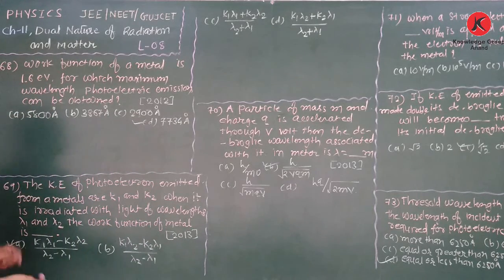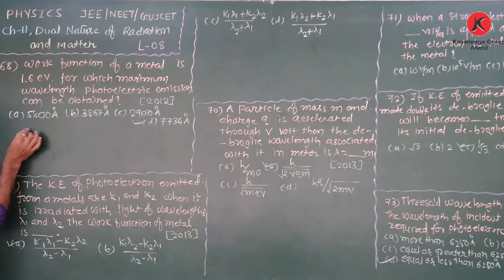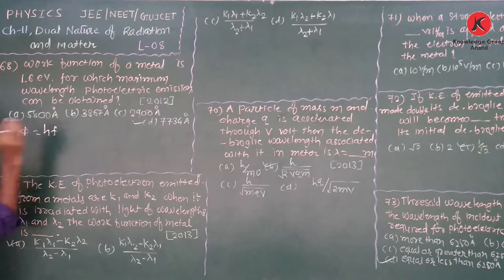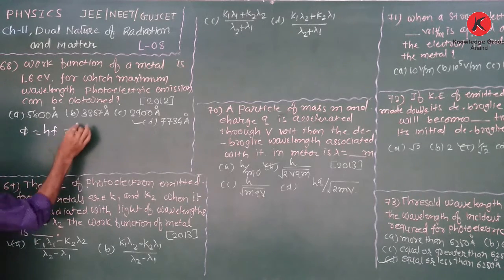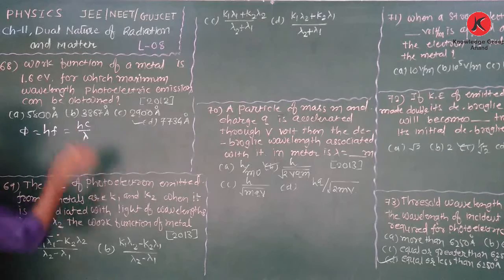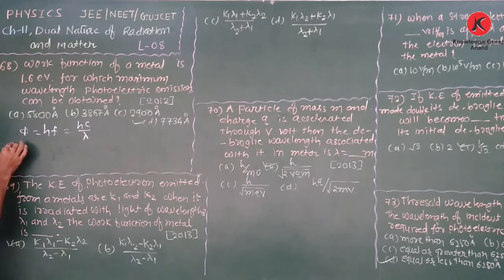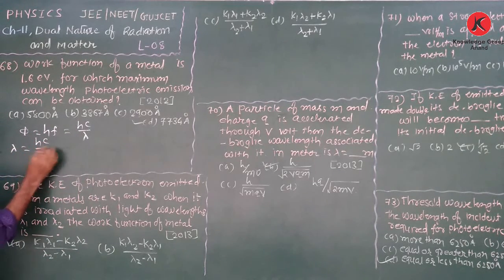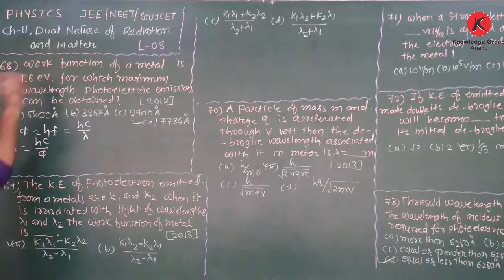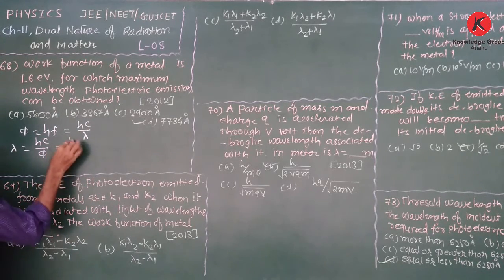For that purpose, we know that work function phi is equal to hf, which is equal to hc upon lambda. Therefore, lambda is equal to hc upon phi. But here, the work function is given in electron volt. We have to convert it into joule. Therefore, lambda is equal to hc upon e phi.